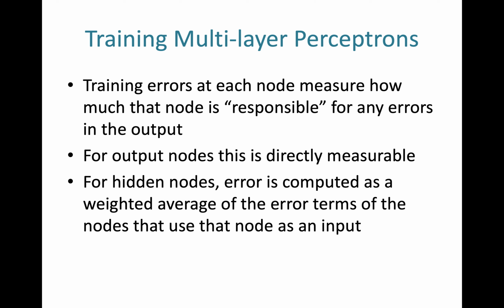And so the way we compute the error for the hidden nodes is as a weighted average of the error terms of the nodes that use that node as an input, okay? So if you have that node as an input, basically you are taking the weighted average of those error terms.